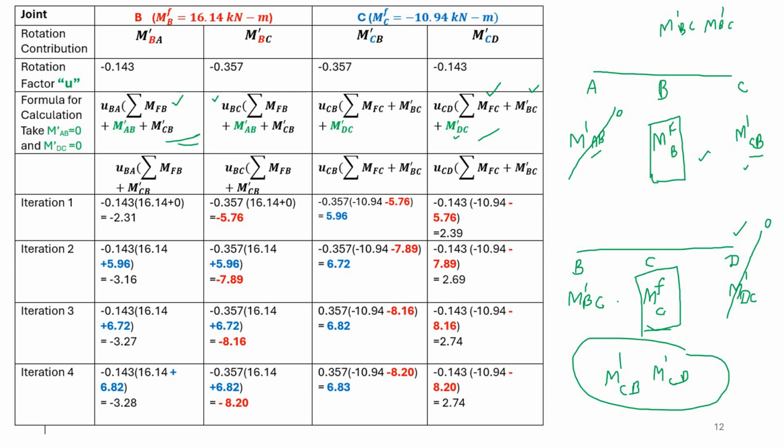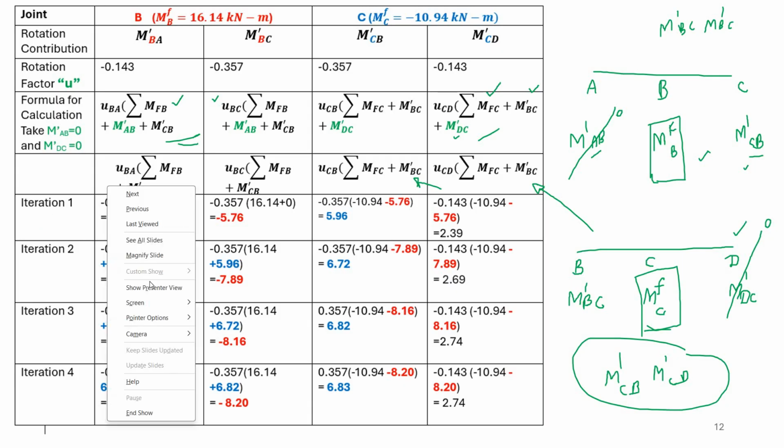So you can see that m dash FC plus m dash BC. So this term you can see here, and also the same term is substituted here, and the rotation factor is only different for these cases. Okay, so once you understand this, you substitute the value of the rotation factor here.